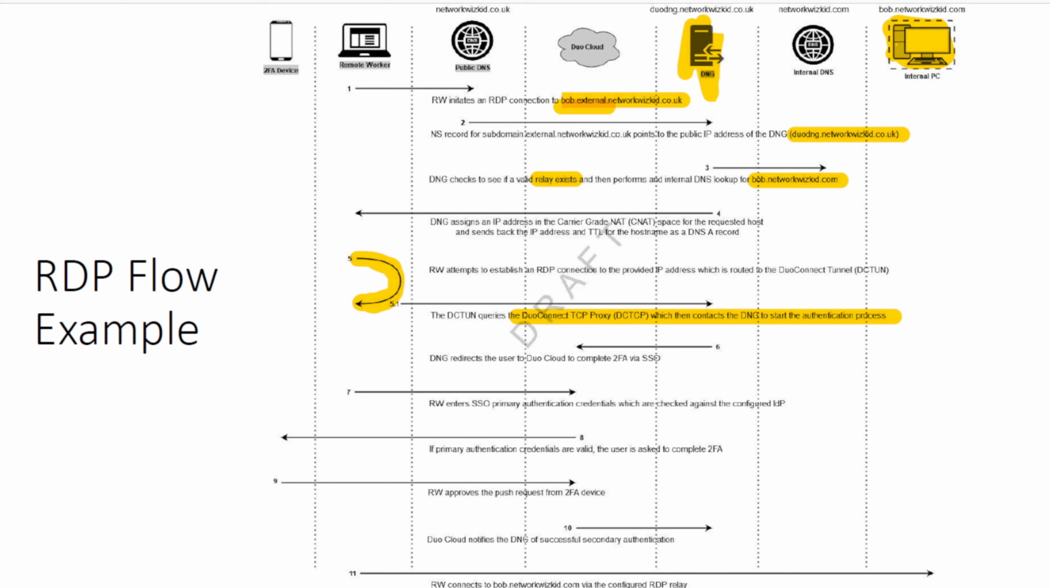The DNG then redirects the user to the Duo cloud to complete the two-factor authentication via single sign-on. So that's what that does there. And then in step 7, the remote worker enters the SSO primary authentication credentials, which are then checked against the configured IDP. So in our case, in this video series where we configured single sign-on with an on-premise Active Directory, this is essentially what's going to happen here. So our single sign-on, which is Duo SSO, we're going to log in with our primary credentials, which are then checked against our on-premise Active Directory.